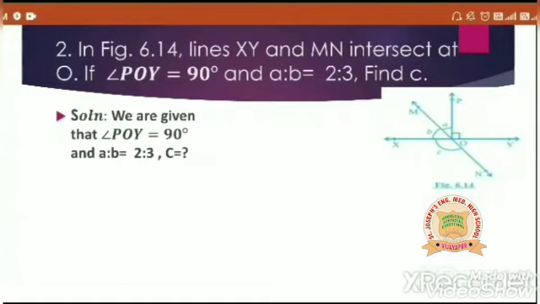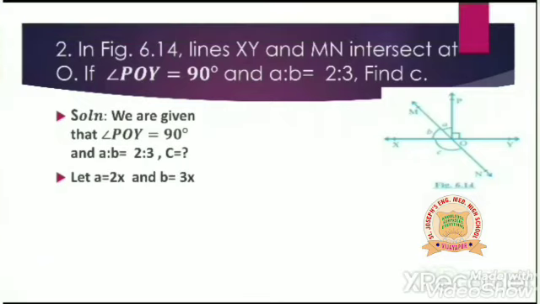Now to find this, we are assuming according to the ratio they have given: let angle A be equal to 2x and angle B be equal to 3x, because we don't know the actual angles, but we know only the ratio. So we are writing angle A is equal to 2x and angle B is equal to 3x.